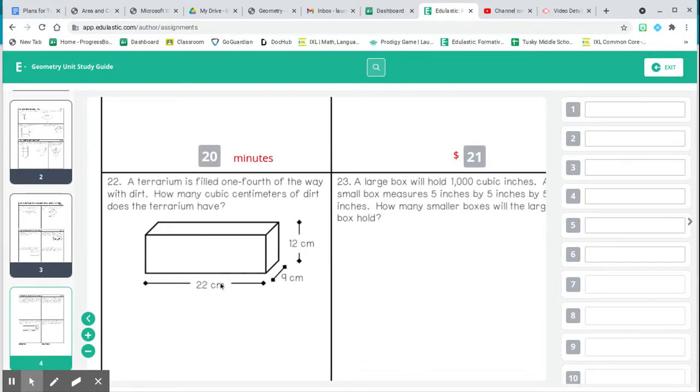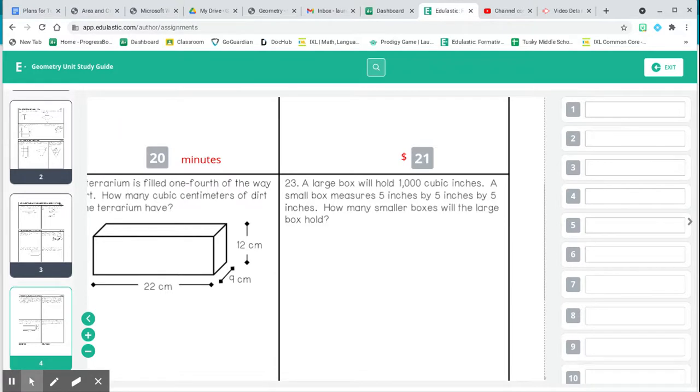Okay, so keep in mind for this one, it's not just asking you to find the volume. It says the terrarium is filled 1/4 of the way with dirt, and they just want to know how much dirt is going to be in there. So once you find the volume, think what you're going to have to do with that 1/4.